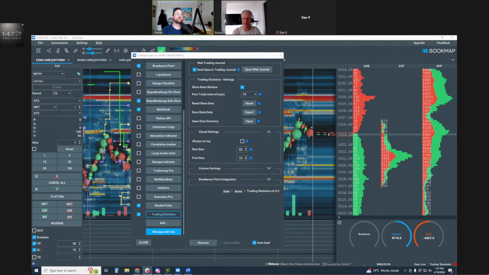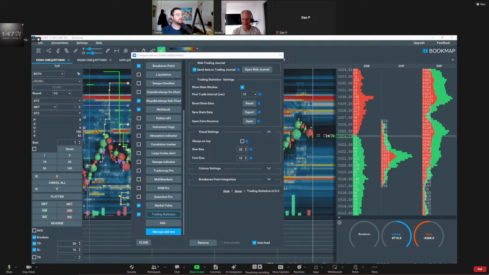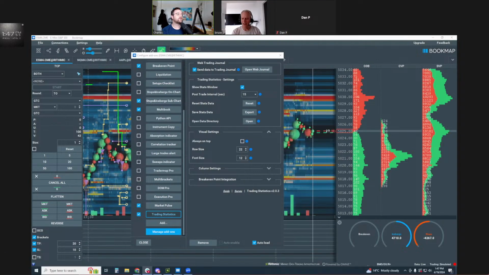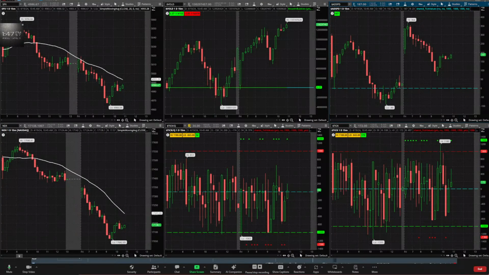I'll just real quick, for the people watching, look at the live markets for a second here. Oh, it won't let me minimize because it's recording. I wonder if I can get over it. Yeah, there we go.